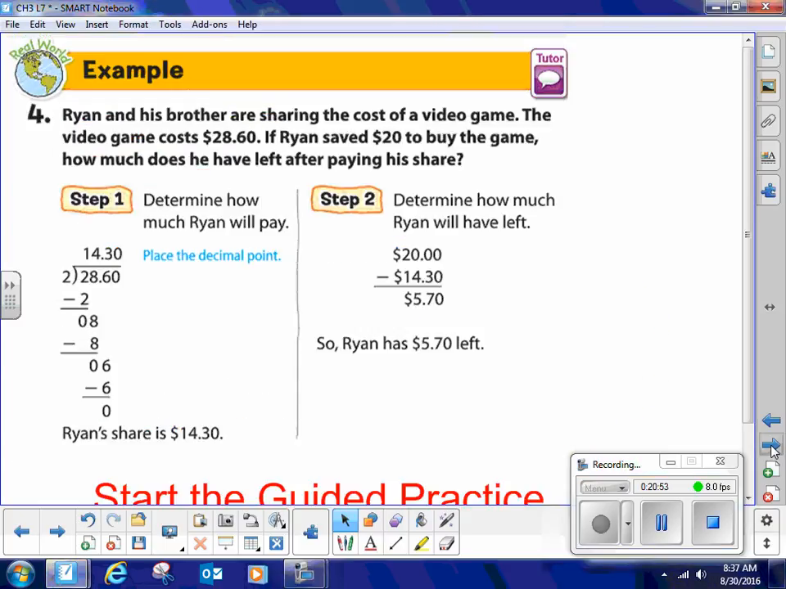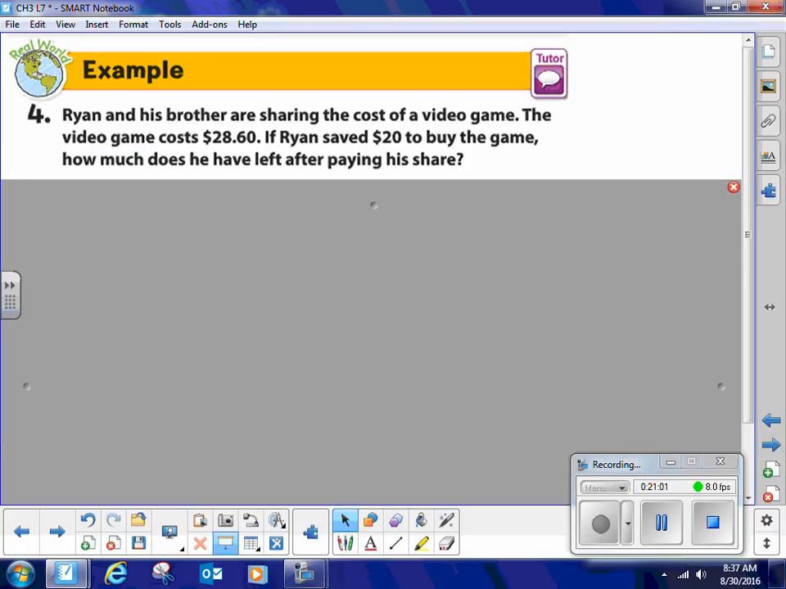Do we have any more? Oh, there is. I apologize. There's one more. Okay. This one is going to be a 2-step one. I should have put this up. Okay. And here's what we'll do. Ryan and his brother are sharing the cost of a video game. They're sharing the cost of the video game. The video game costs $28.60. If Ryan saved $20 to buy the game, how much does he have left after paying his share? Okay. Now, this one, it doesn't have a lot of useless information, so I'm not going to cross anything out.